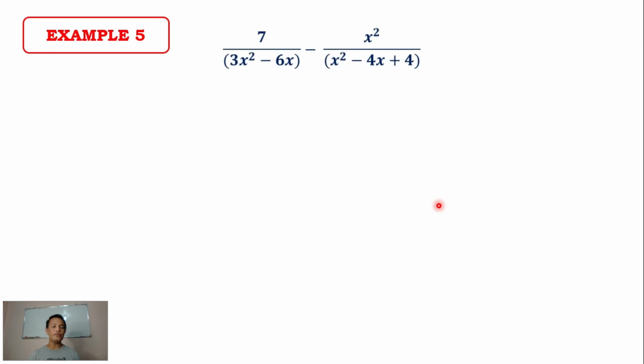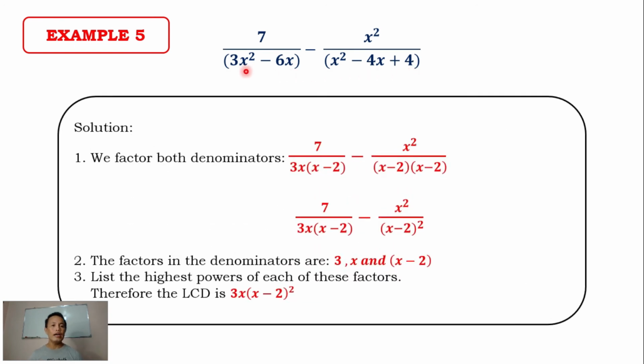We are given these fractions: 7 over 3x squared minus 6x, minus x squared over x squared minus 4x plus 4. So what we need to do here first is to factor out the denominators one by one. We factor out the first denominator and factor out the second denominator, that is, factor out completely. So we have 7 in the numerator over, we factor out the common monomial factor in the first denominator. The common monomial factor is 3x and the remaining factor is x minus 2.